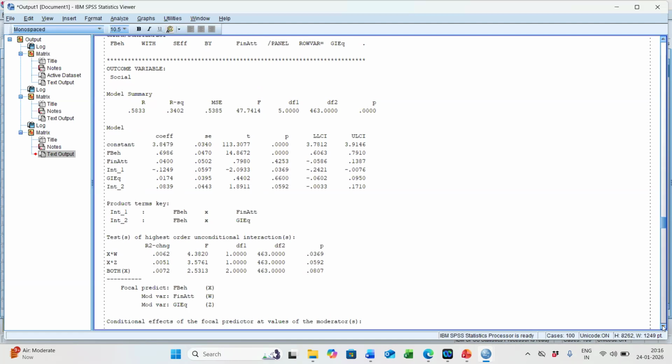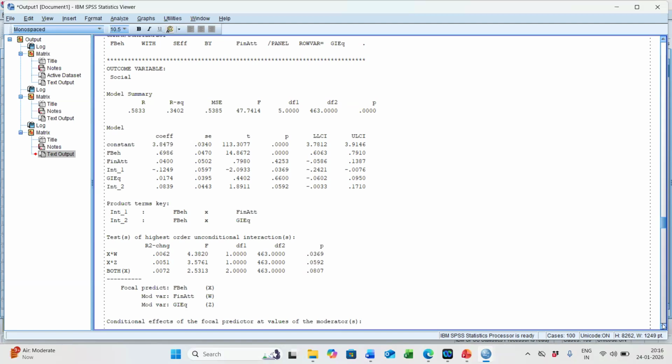Similar, you can see. You simply look at the second table. You look at the p-values when socialization is taken as the outcome variable. The p-values are greater than 0.05. That means the moderating effect of both financial attitude and gender equality are not significant.